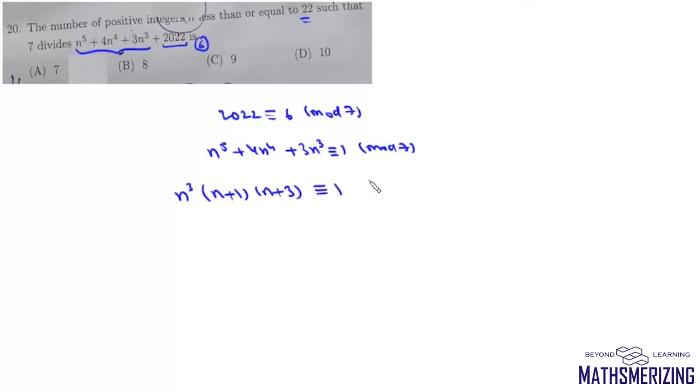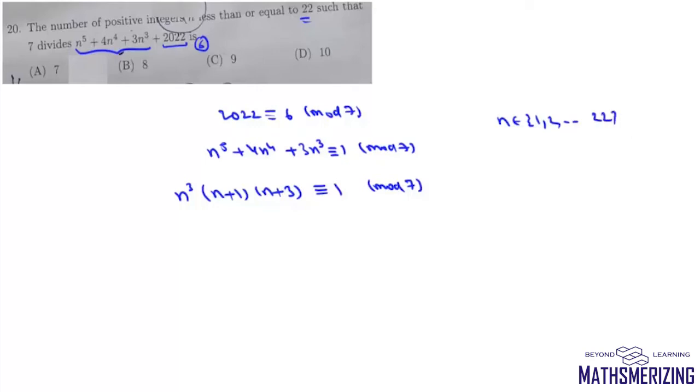Now if 7 divides this number, then this n to the power 5 plus 4 n to the power 4 plus 3 n cube, it must be 1 modulo 7. Now we can write this as n cube, and this is n square plus 4n plus 3. So it will be simply n plus 1, n plus 3. It should be congruent 1 modulo 7. Now we are given the value of n. It starts from 1 and goes all the way up to 22.